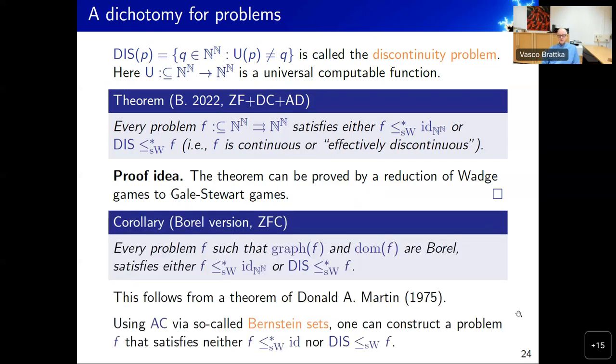Like in case of Martin's conjecture, you get a Borel version here. So if you don't like to work with the axiom of determinacy, forget about the axiom, but restrict yourself to Borel problems. And then once again, the discontinuity problem is the weakest problem. Again, one can prove that with the axiom of choice, there are counterexamples to the first theorem here, and they can be constructed with so-called Bernstein sets, which are known from descriptive set theory. And it's worth mentioning here that they play a similar role here as the non-random sets of Kolmogorov. So you could say in a certain sense, the Bernstein sets are the descriptive set theory counterparts here of the non-random sets.